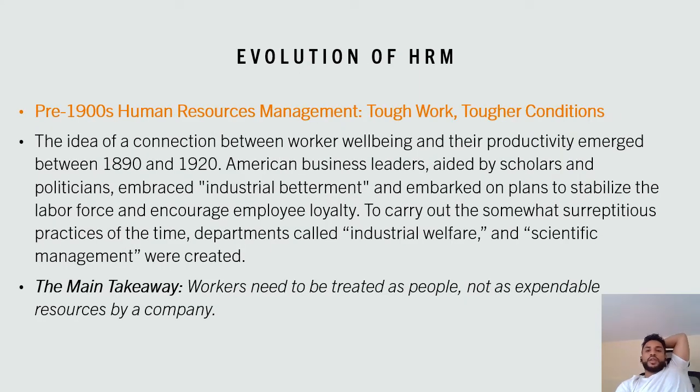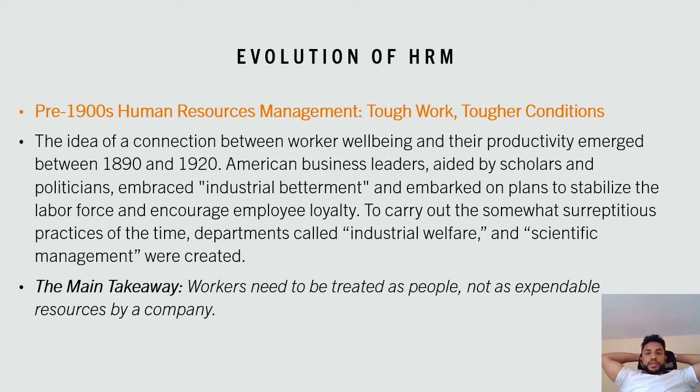Okay, let's talk about the evolution of human resources management. How did it start? Where did it go? So before the 1900s, there was tough work and tougher conditions. So the idea of a connection between worker well-being and their productivity emerged between 1890 and 1920. Guys, this is really interesting stuff, right? When you read this and you understand how this stuff came about, it's really interesting.